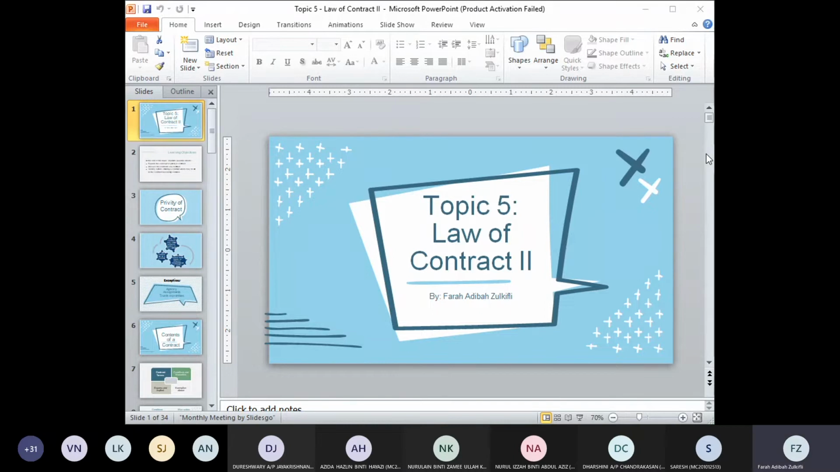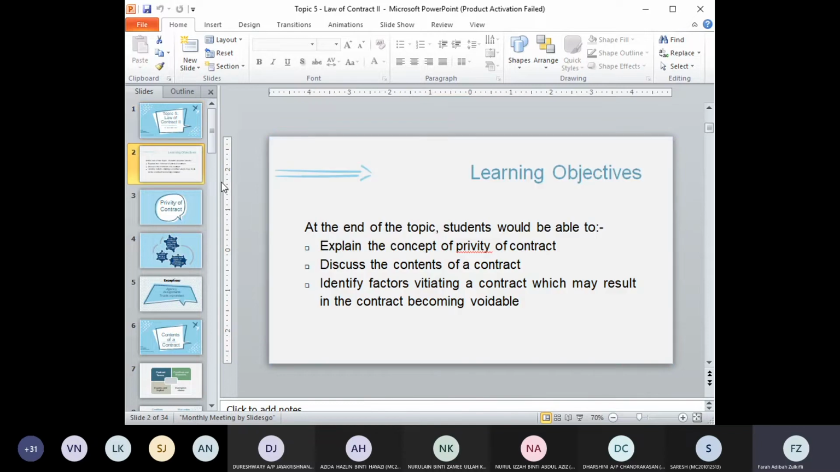Okay, good morning, dear students. So, in topic 4, we have already learned about the elements of a valid contract. If you want to create a contract, what are the elements that need to be fulfilled in order to have a valid contract? So, for this second part, we will look at the concept of privity of contract.